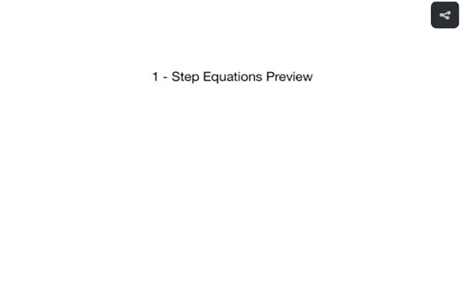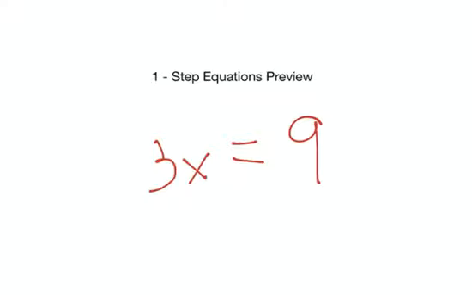Alright, so this is the video for one-step equations preview. We know that an equation is anything with an equal sign, so it's an expression like 3x, but it has an equal sign, so it would be like 3x equals 9. So what we're going to do today is figure out what those x's equal. We're always solving for the variable.